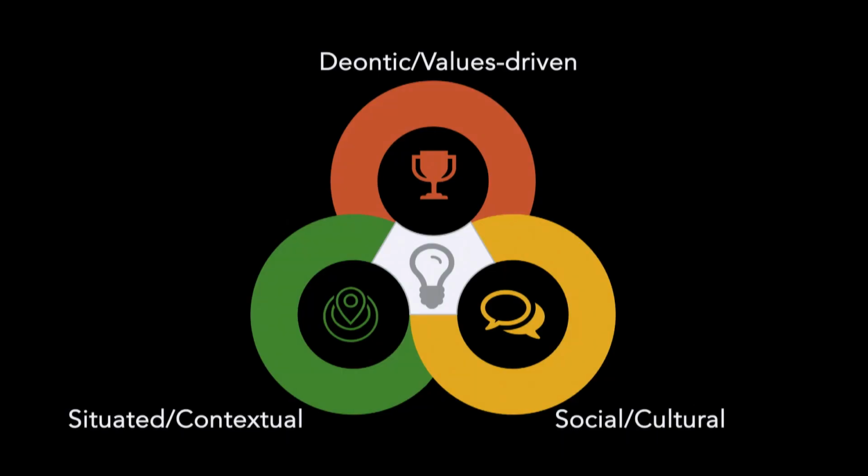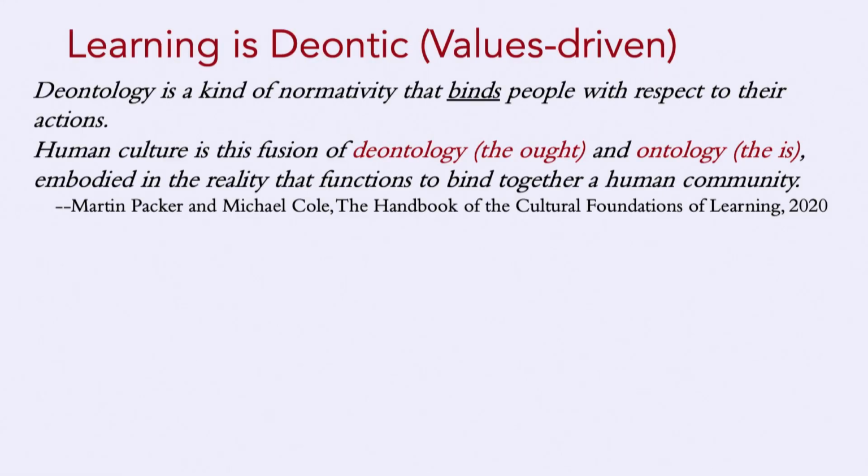So I'll conclude on a philosophical note, addressing the third of those, that education and learning is deontic. It's values-driven. Deontology is a kind of normativity that binds people with respect to their actions. Deontology is the ought, where ontology is the is. And human culture is a fusion of these, embodied in the reality that functions to bind together a human community.